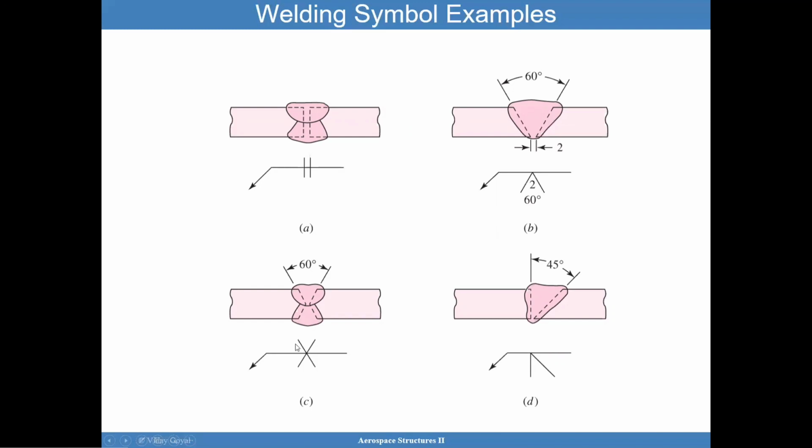Here I have a situation where it's also a butt joint, and it just means that it comes in with a double slanted surface in this manner. And then here, this symbol represents one side is slanted and not the other.